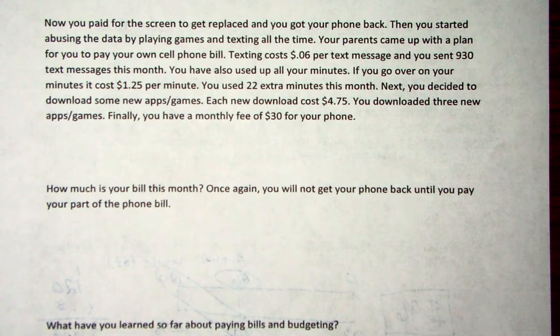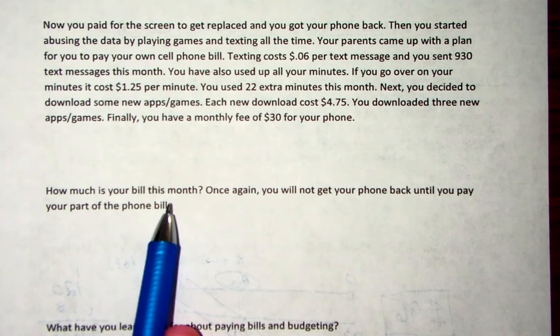You have also used up all of your minutes. If you go over on your minutes, it costs $1.25 per minute. Well, you used 22 extra minutes this month. Next, you decided to download some new apps or games, whichever ones you'll do. Each new download costs $4.75. You downloaded 3 new apps or games. Finally, you have a monthly fee of $30 for your phone.